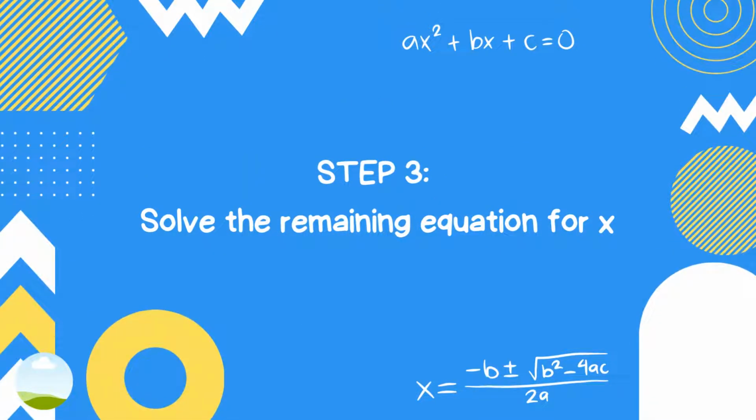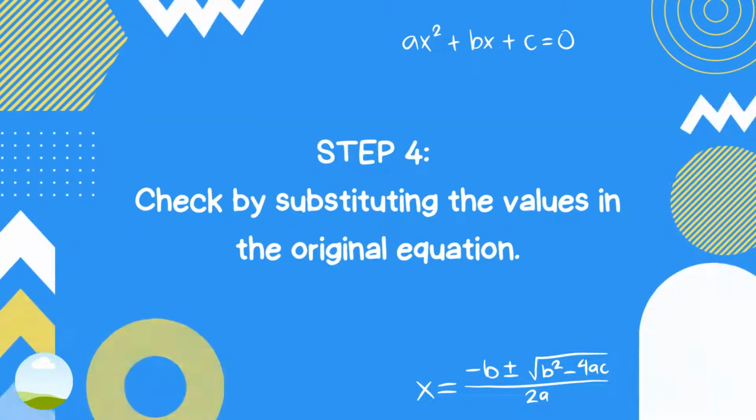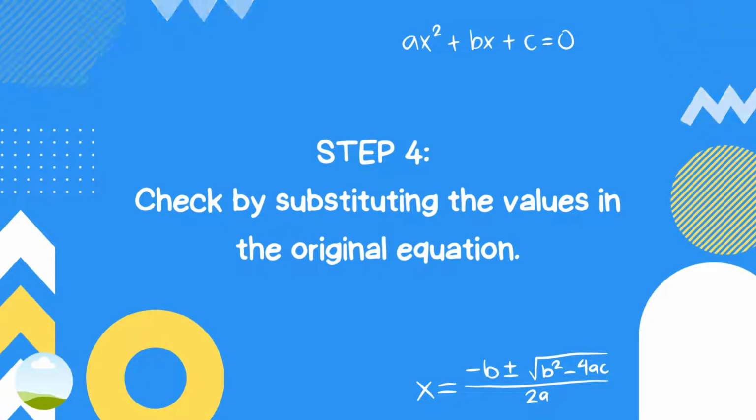The third step is to solve the remaining equation for x, or simply find the square roots of the term. And for the last step, all we need to do is check by substituting the values in the original equation.